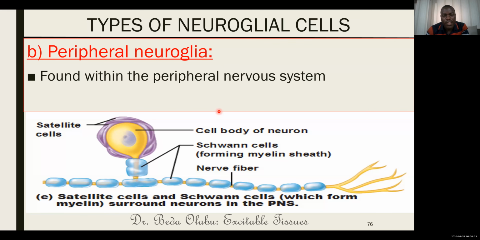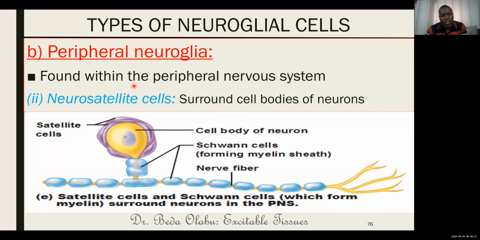All right, the second cell type that we consider as peripheral neuroglial is what we call the neurosatellite cell. This neurosatellite cell can simply be called the satellite cells. Satellite cells surround cell bodies of neurons within the peripheral nervous system. Like here, this is a cell body of a neuron within the peripheral nervous system. The satellite cells surround their cell bodies.